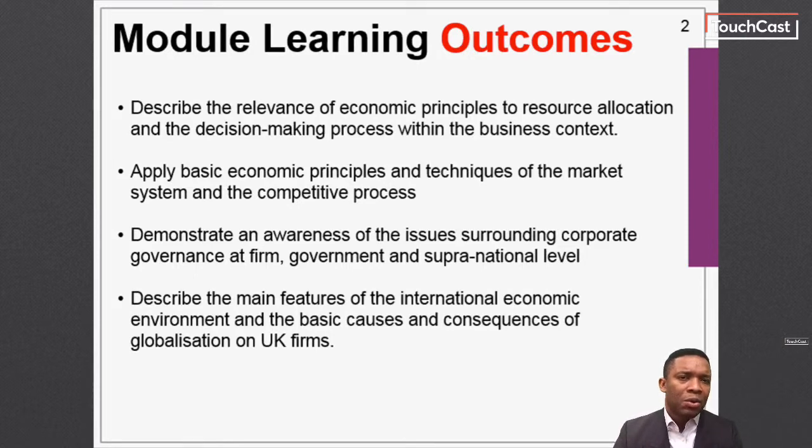With this in mind, the learning outcomes for this module aim to address the following. Firstly, describe the relevance of economic principles to resource allocation and decision-making processes within the business context. Secondly, apply basic economic principles and techniques of the market system and the competitive process. Thirdly, our discussions will also aim to demonstrate an awareness of the issues surrounding corporate governance at firm, government, and supranational level. And lastly, we will draw attention to the main features of the international economic environment and the basic causes and consequences of globalization on UK firms.